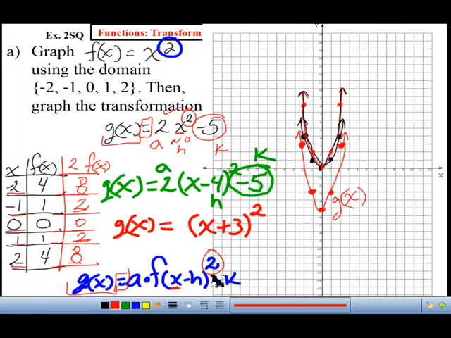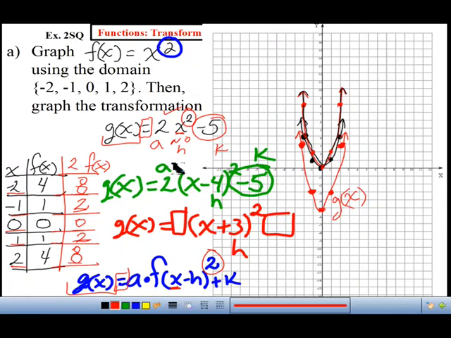A and K are missing. That is correct. There is no A here, and there is no K there. So the only one that we have is H. If it's a positive 3, what is its inverse? Negative 3, which means we would move this black parabola 3 steps to the left. Yeah, let's go. We got this, yeah? Show me your fingers. Got some 4s, 5s. Okay, all right.